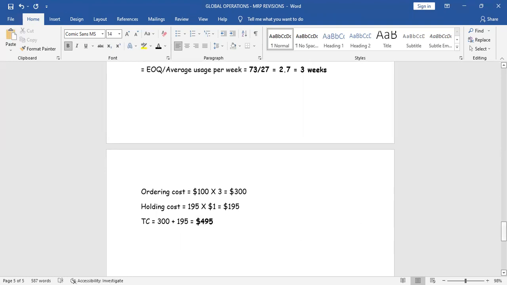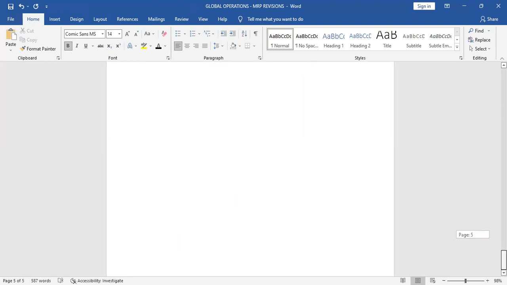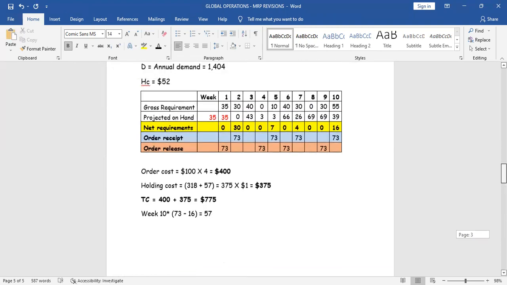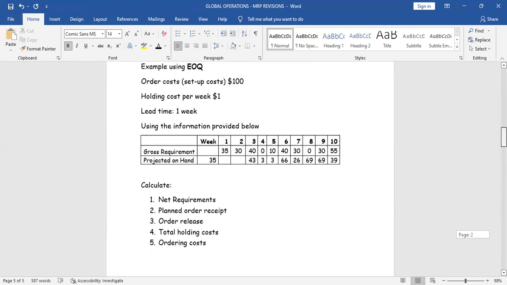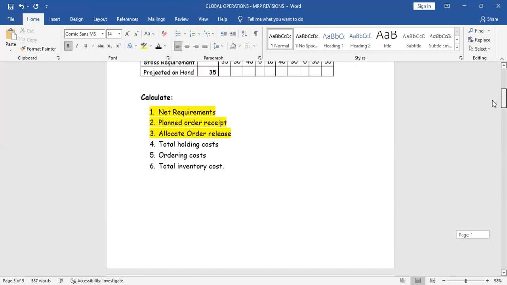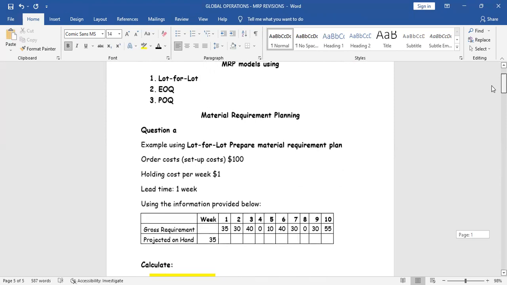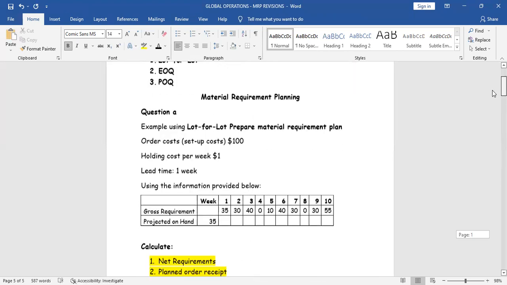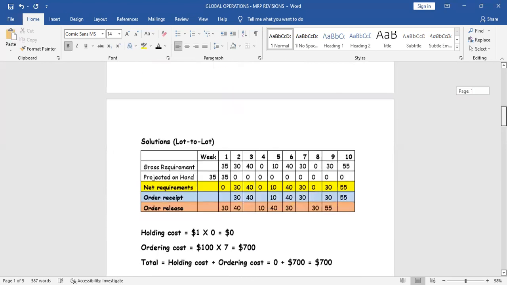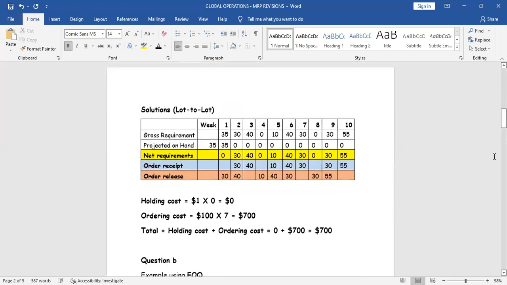Okay. Now from here, we are done with all the computation. All we need to do is to make a comparison to see which one has the lowest total cost. Is it lot to lot? Is it EOQ or POQ? So under lot to lot, as you can see, our total cost was 700. Lot to lot, total cost is 700.